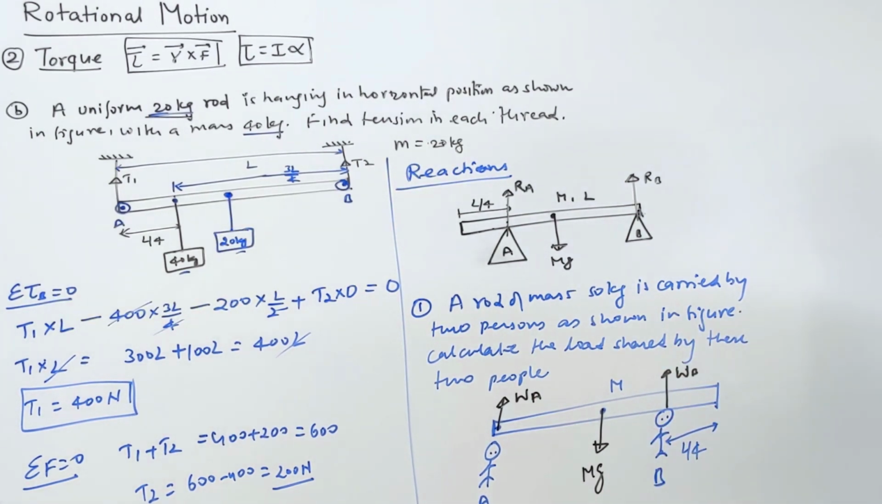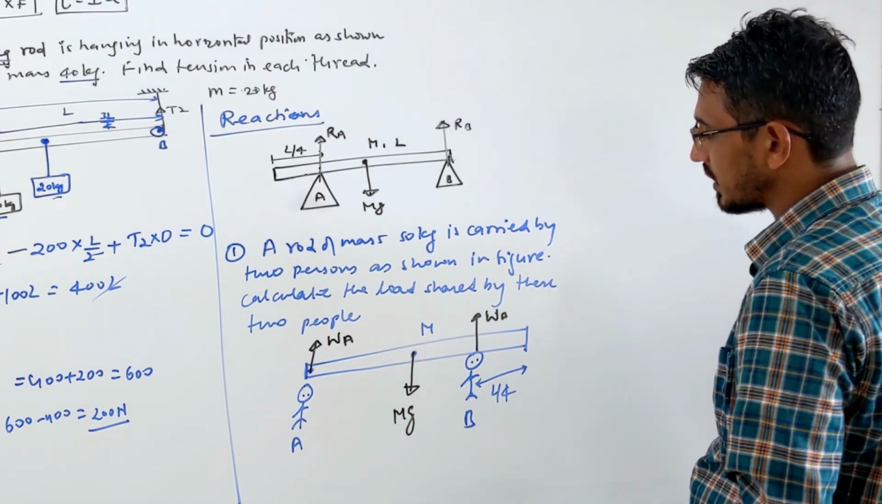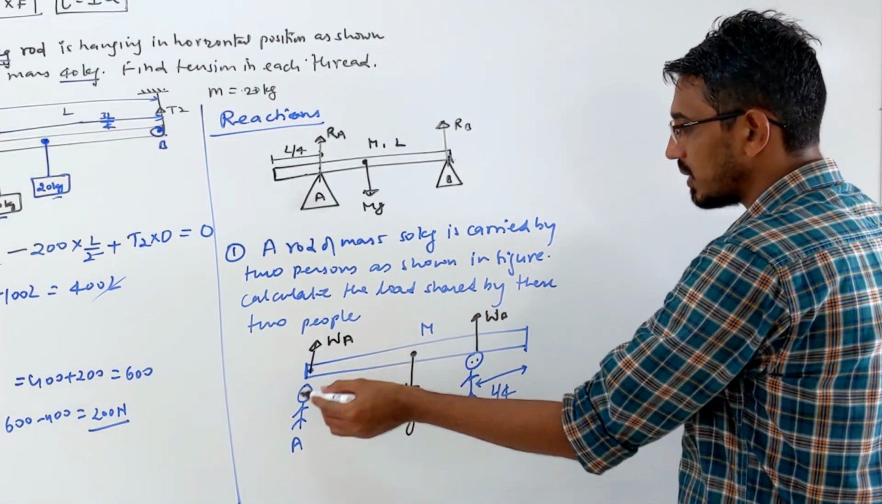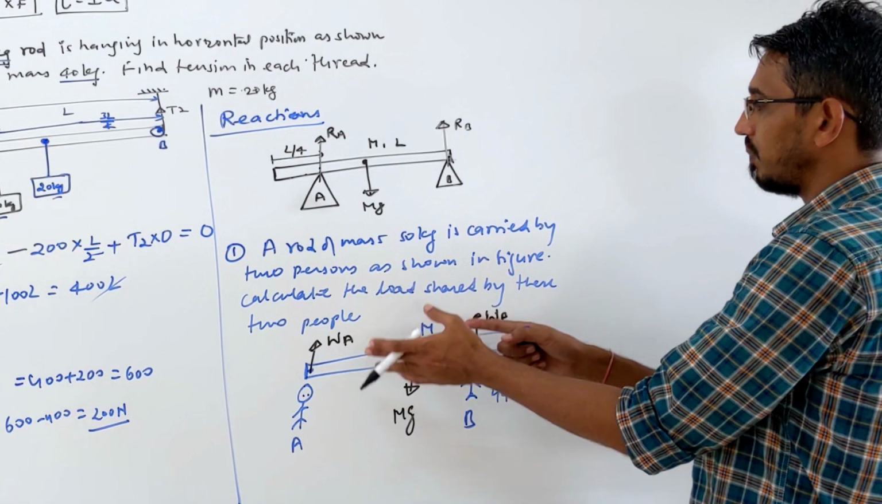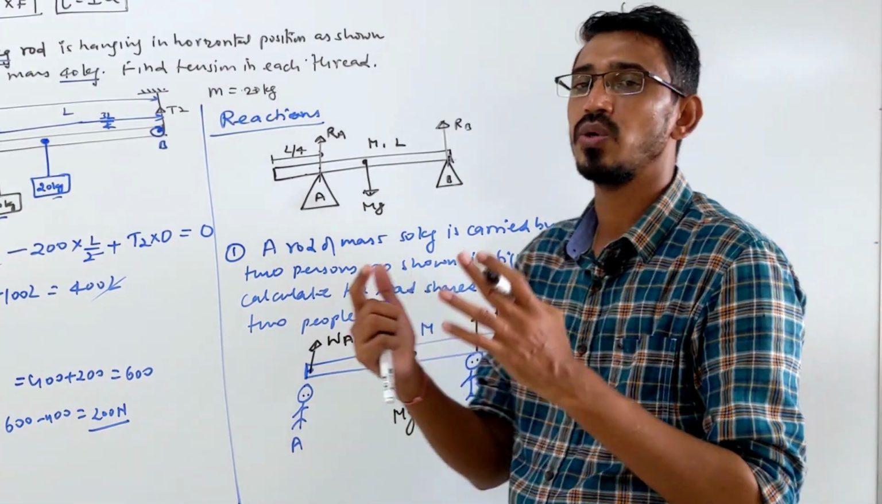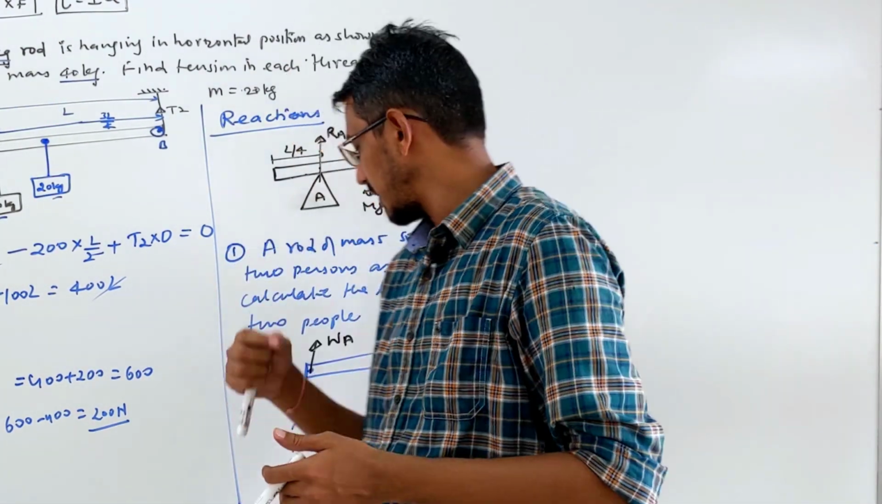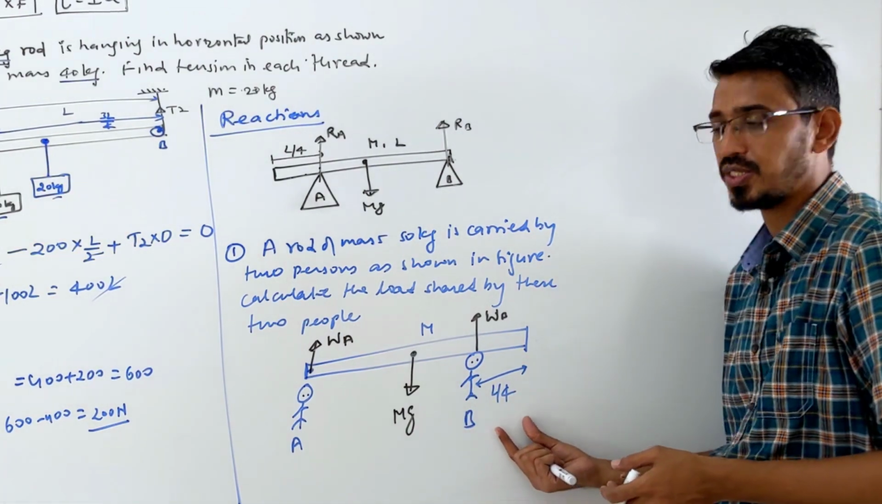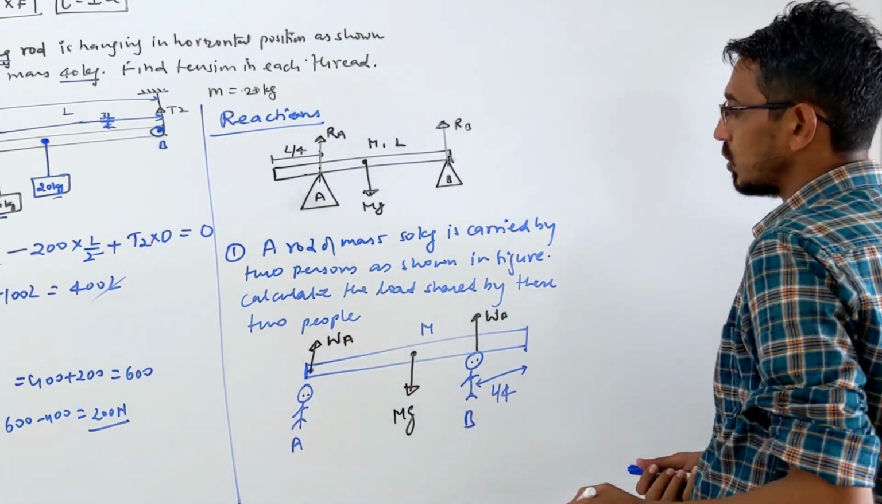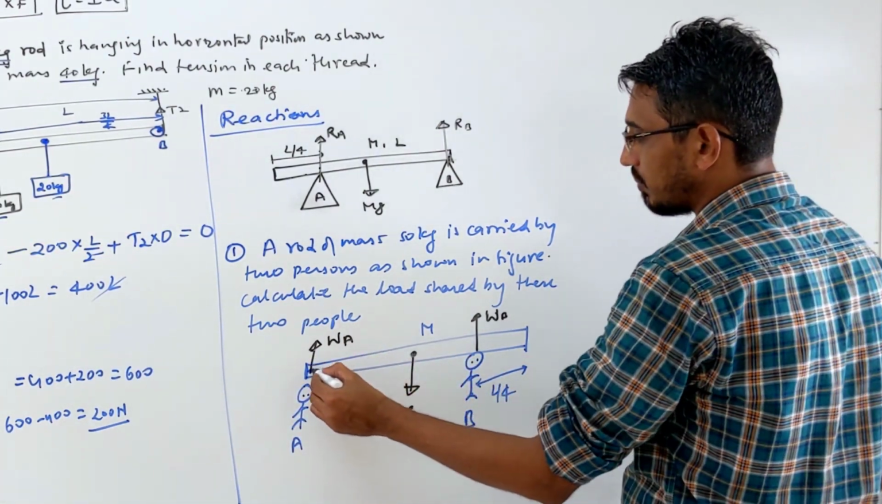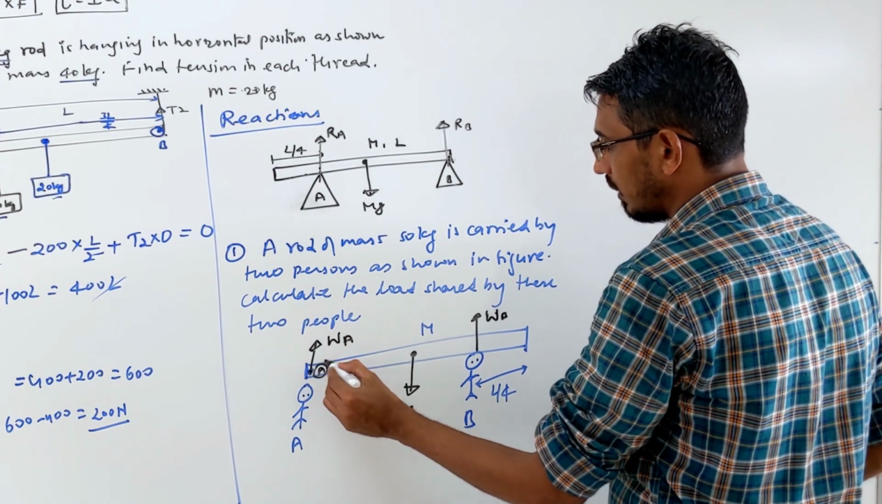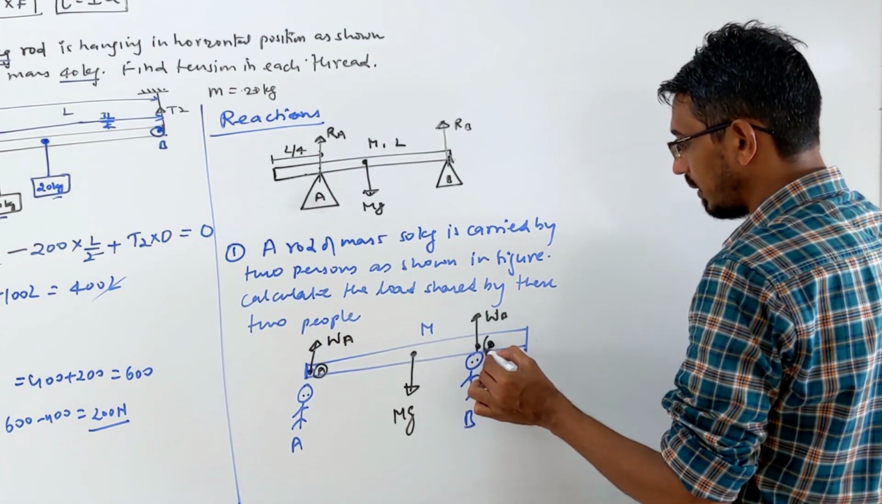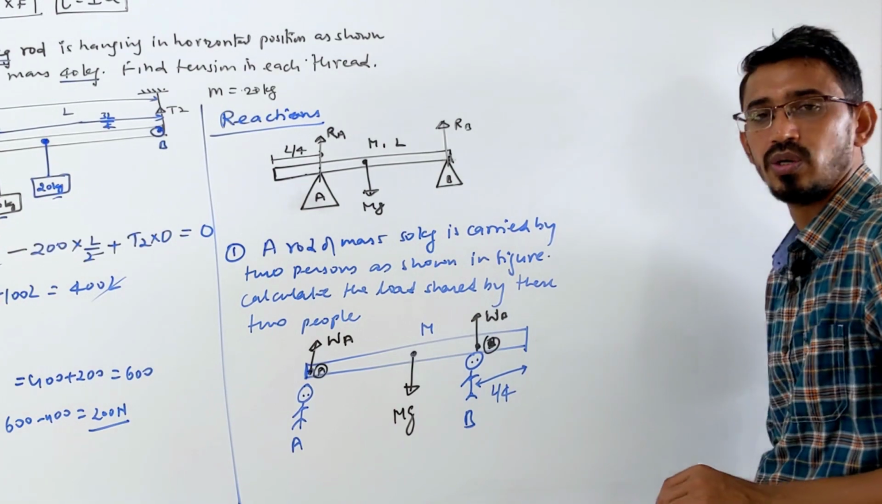Let's do this first. We are interested in knowing how much load is shared by these two guys. Suppose the mass is 50 kg, which means 500 Newton is the total weight of this rod. Then how much is this person carrying, and how much is the other carrying? Let's write some points. This is point A, and you can call the other point B.